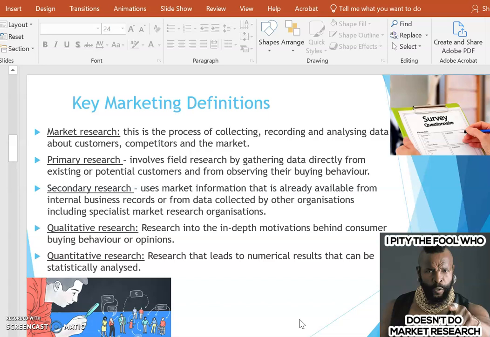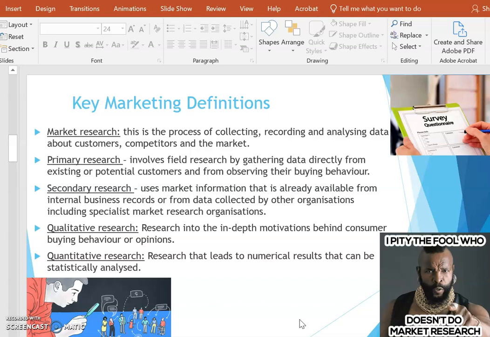Secondary research can also be taken from specialist market research organizations who have conducted research in the past, and they can sell their research papers to businesses. So there are two types of research data that we're going to be looking at in this course, that being qualitative research and quantitative research.